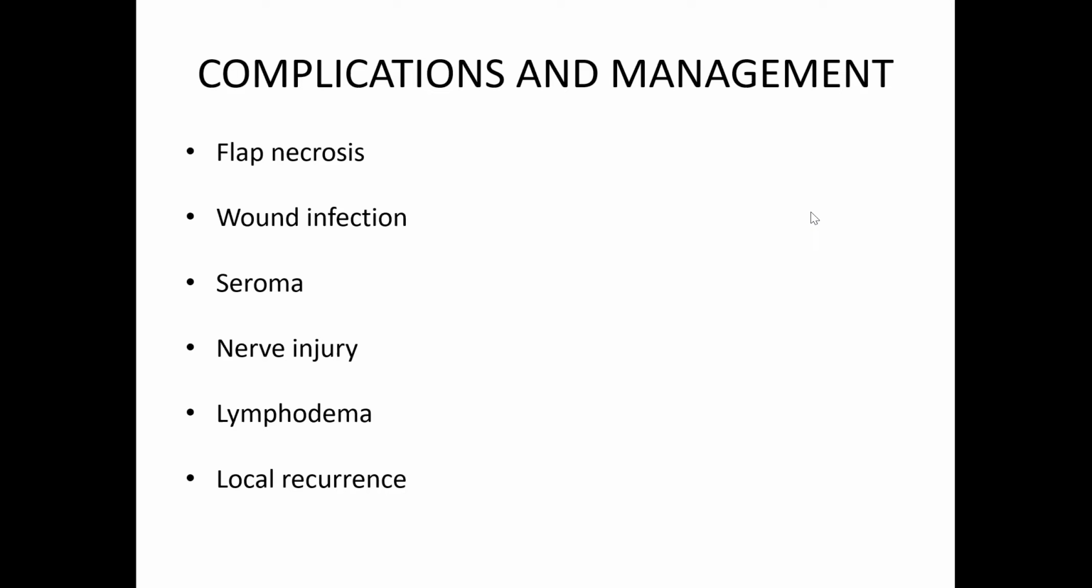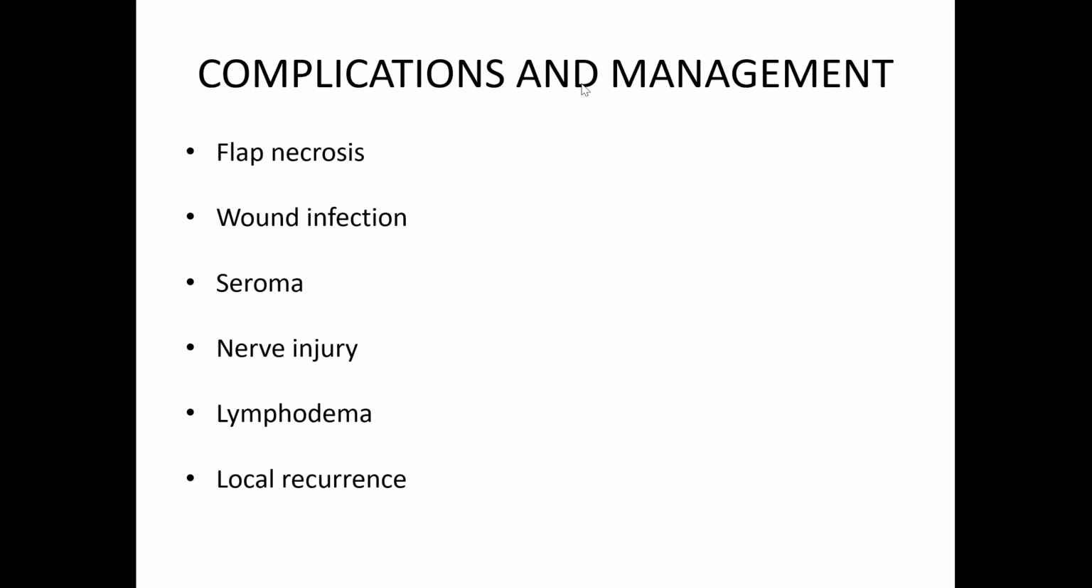For patients that have developed seroma as a complication, application of a compressive dressing can reduce the seroma formation. However, if it persists, aspiration of the seroma can be done, and sometimes even an incision can be done to relieve the seroma. Nerve injuries, specifically the long thoracic nerve of Bell, which supplies the serratus anterior, will lead to a deformity of winging of the scapula.